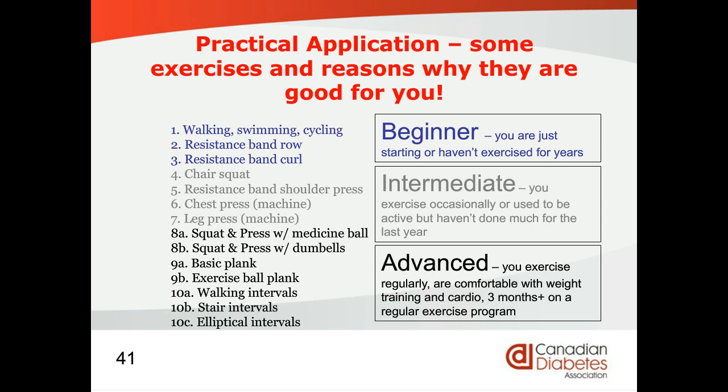So here are the exercises, and I've tried to color code them. There's 10 here, with a couple of variations of each. The ones in blue are the beginner, and a beginner I'm qualifying here as you've just started or you haven't exercised for years. Intermediate would be if you exercise occasionally or you used to be active but you haven't done it for the last year or so. And then advanced is you're currently a regular exerciser and you want to step up your exercise program.